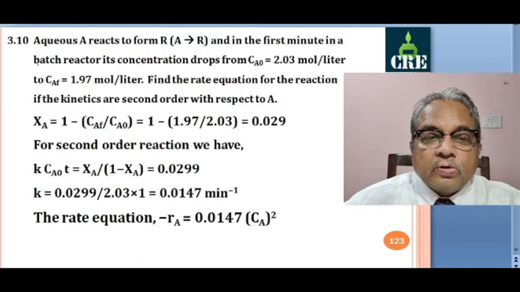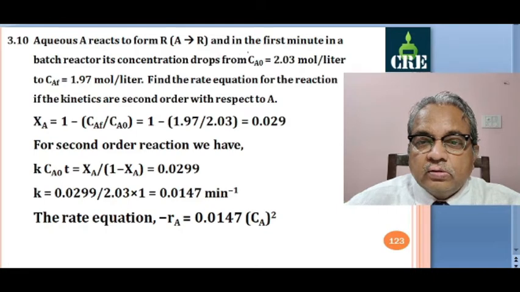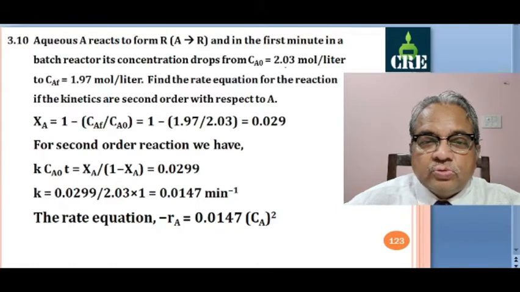Next, 3.10, aqueous A reacts to form R. The reaction is A gives R. In the first minute, in a batch reactor, the concentration drops from Ca0 is equal to 2.03 moles per liter to Ca final 1.97 moles per liter. We have to find the rate equation for the reaction if the kinetics is second order with respect to A. So kinetics is given as second order with respect to A. That means minus Ra is equal to k Ca square.